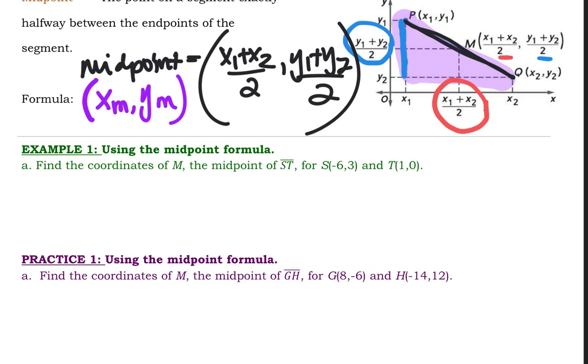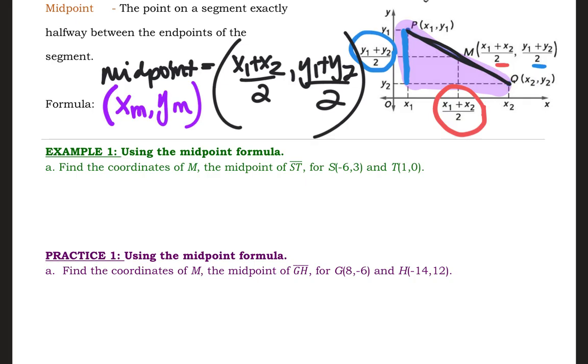So the question's asking, it says using the midpoint formula, find the coordinates of M, the middle point of S to T. So what are you looking for? You're looking for the M, which is the midpoint. Okay. When you see that, know you're using the formula straightforward. You're not changing anything. You're using that exact formula.